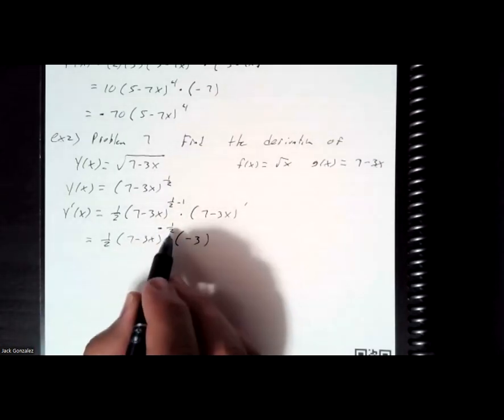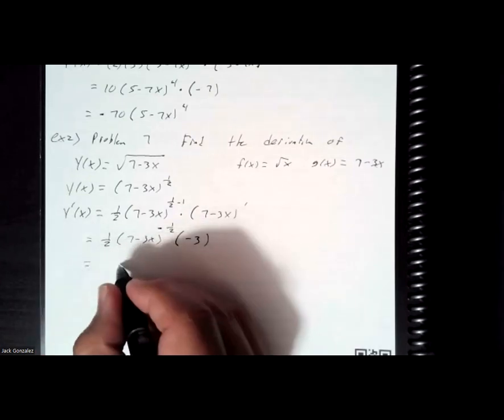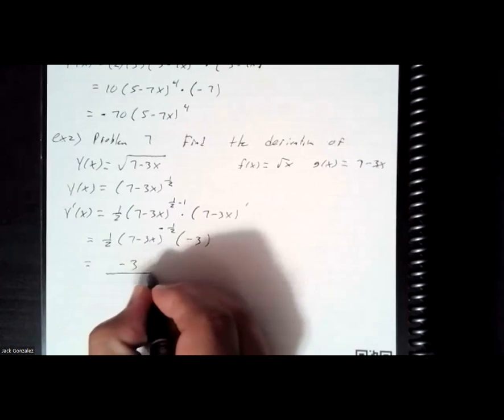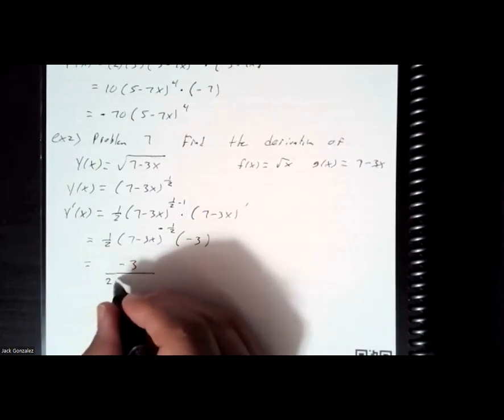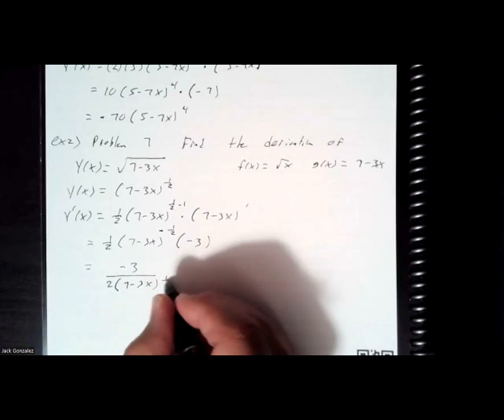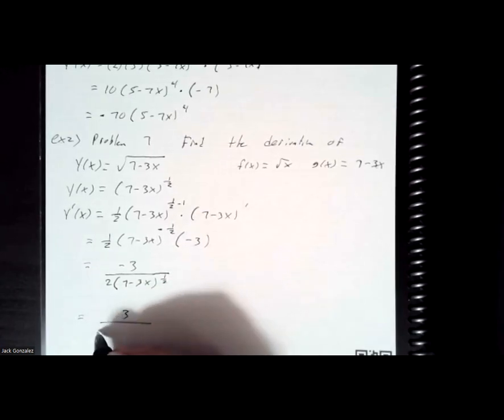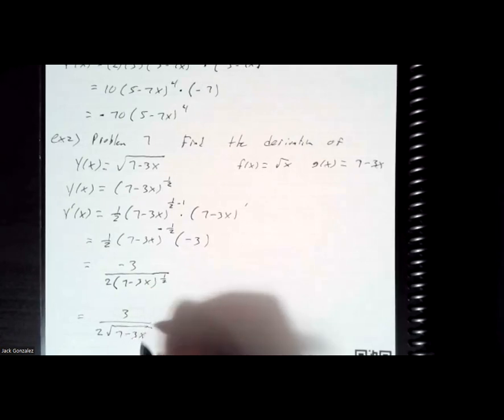Yep. So at this point, a negative half means you should go to the bottom. So this would be a negative 3 over 2 times 7 minus 3x to the positive half. Do you remember bringing your power downward makes it positive, right? Yes. So then this is really 3 over 2 times the square root of 7 minus 3x.